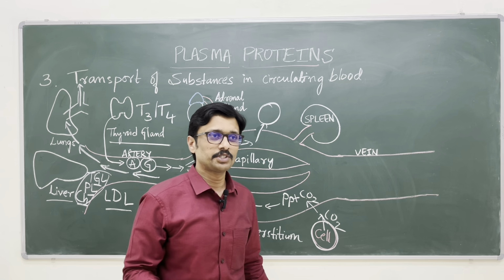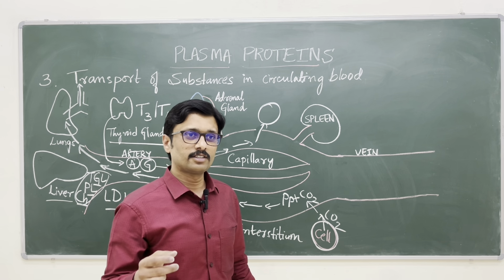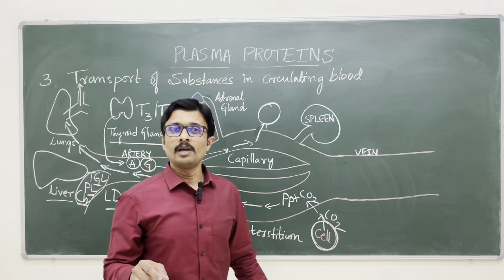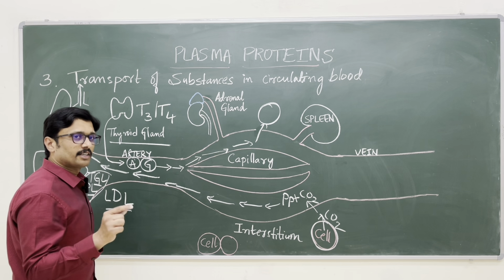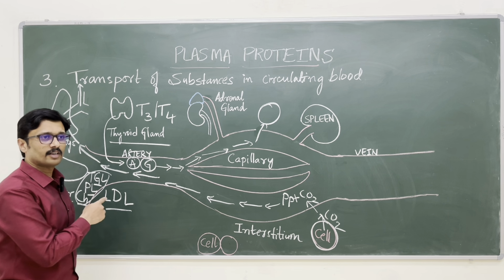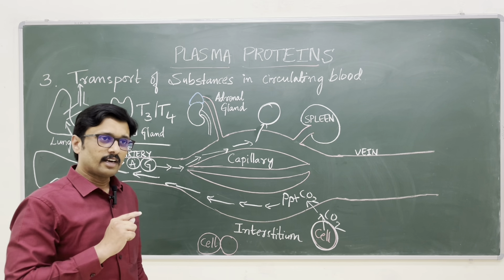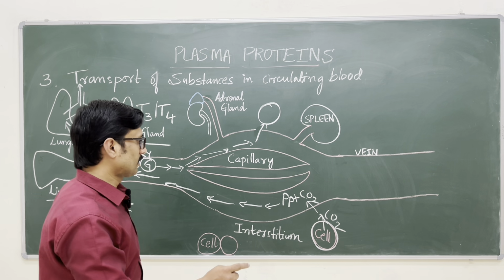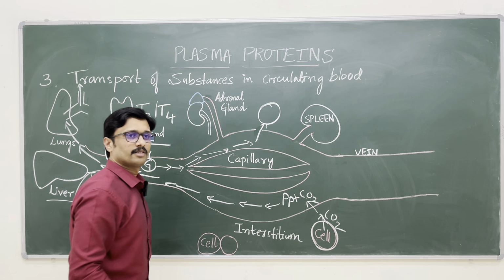Like in adipose tissue, the fat content is deposited in the adipose tissue. That fat content is mainly synthesized in the liver and transported through the blood, reaching the cells.